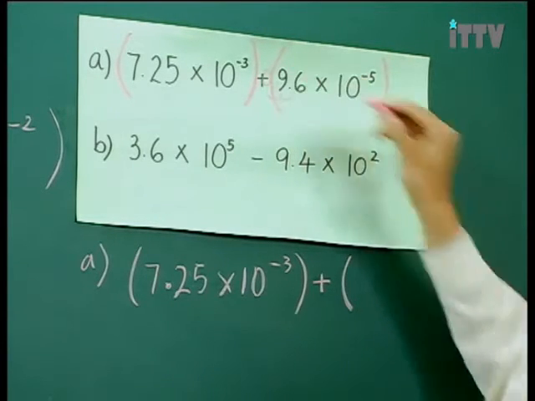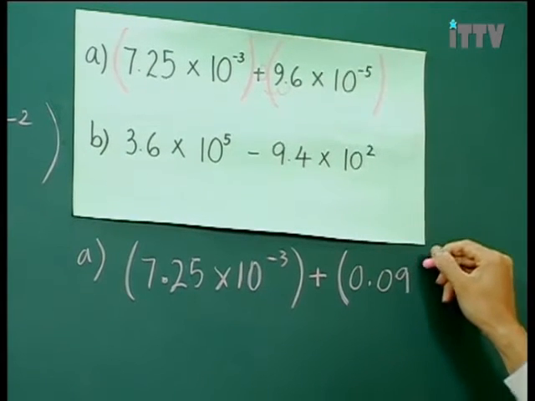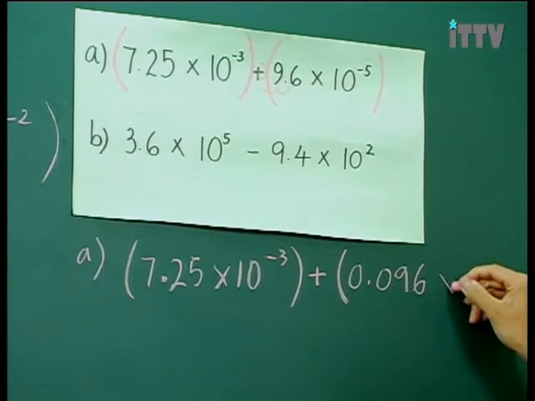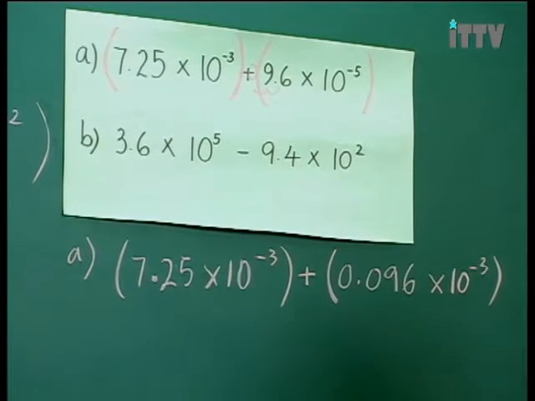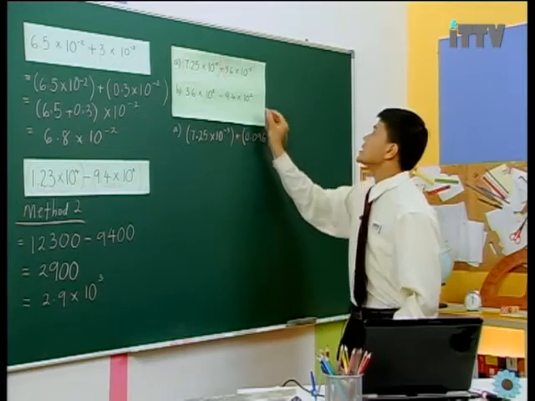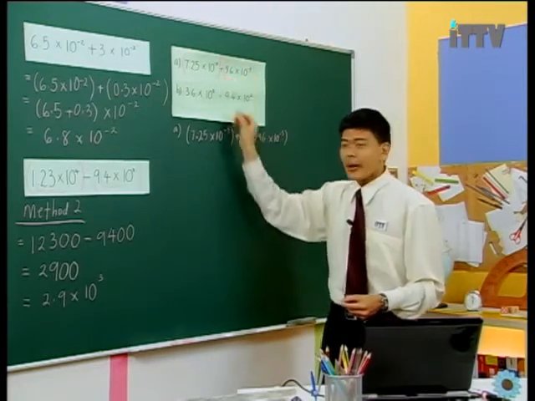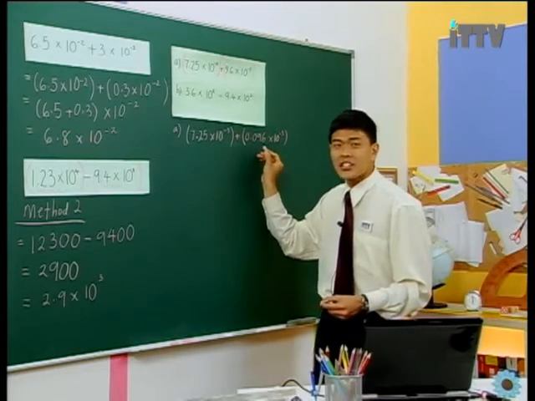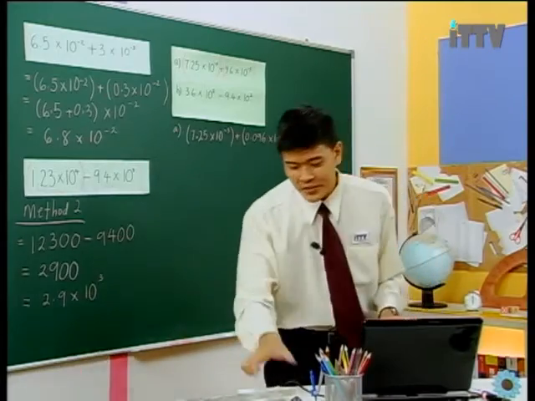So there's a 0 here. So it becomes 0.096 times 10 to the power of negative 3. So this number and this number are the same. This is the standard form and this is the form that we just changed so that we are able to perform method 1 to find the answer.